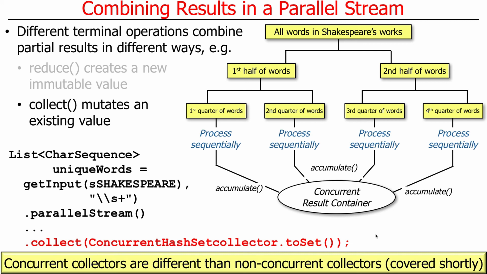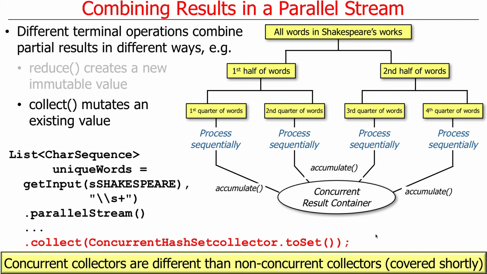A concurrent hash set collector, and that should be a capital C, has a way of being able to do all this concurrently. And it actually eliminates the need to do the merging of partial results because it simply updates the concurrent result collector as the processing is taking place.